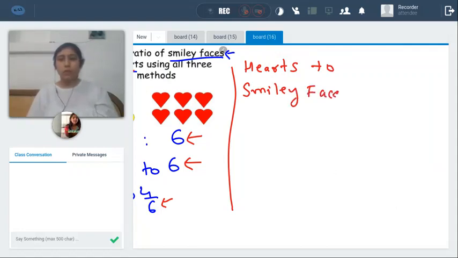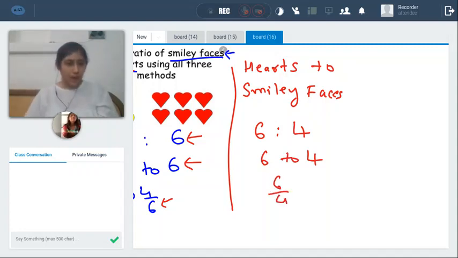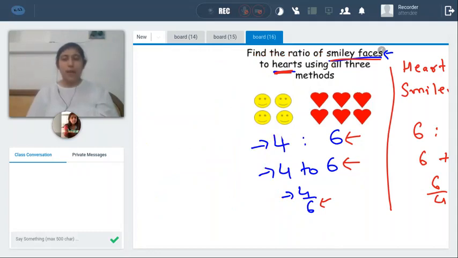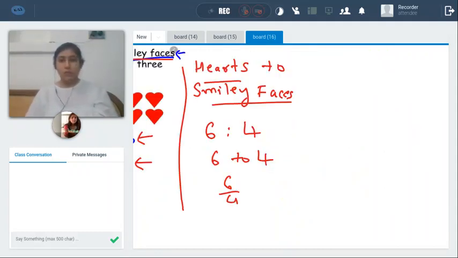We are going to reverse the ratio. The answer would be 6:4, or 6/4. One thing which is important is that the order really matters. Here the order was smiley faces to hearts. Here the order has changed. It is hearts to smiley faces. So the answer has also changed. It is 4:6 here and it is 6:4 here. So the order really matters.